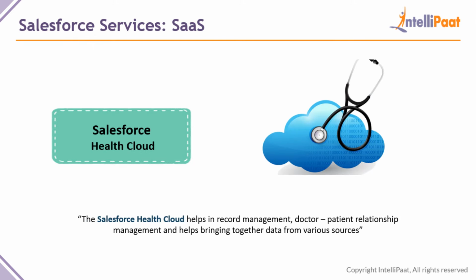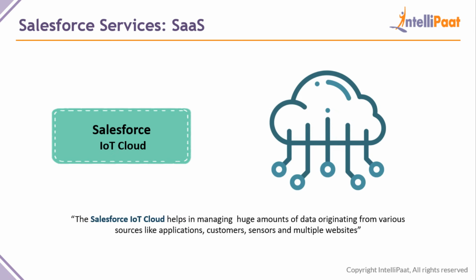And then Salesforce Health Cloud. Health Cloud is again another amazing thing which I am a personal fan of, because this helps in record management, doctor-patient relationship management, and alongside Einstein, it can pretty much bring artificial intelligence to the world of medicine in Salesforce as well, guys. So basically, it helps bring a lot of data together from various sources, merge those data, manage those data, and help for further processing as well, guys.